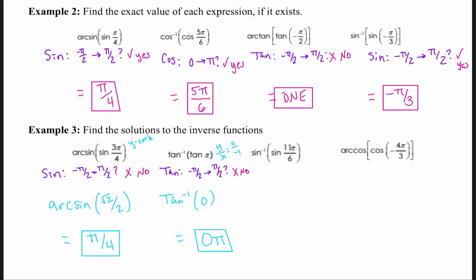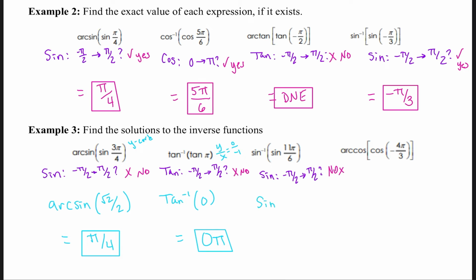All right, over here, same thing. Sine is between negative pi over 2 to positive pi over 2. Does that happen here? No. No, 11 pi over 6 is way bigger than pi over 2. So we got to, again, work through that solution, see what we can come up with.